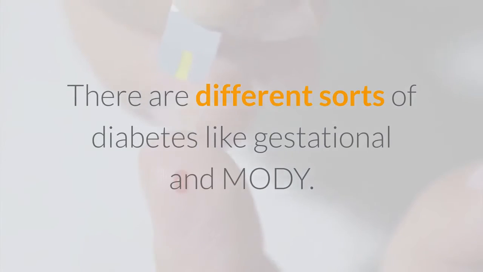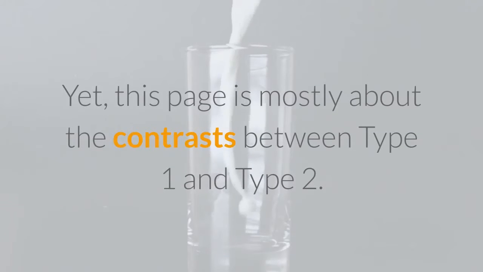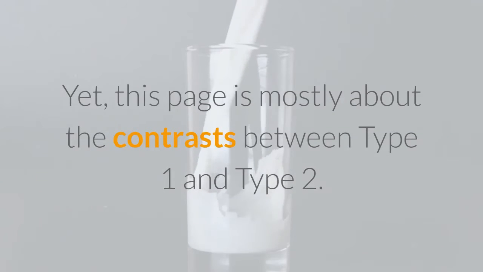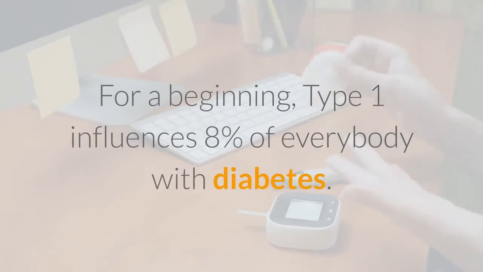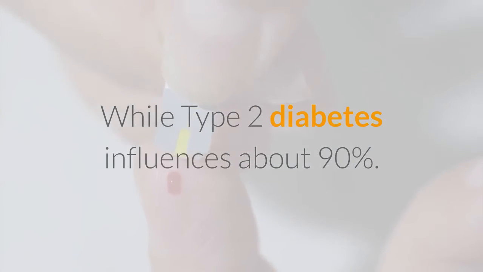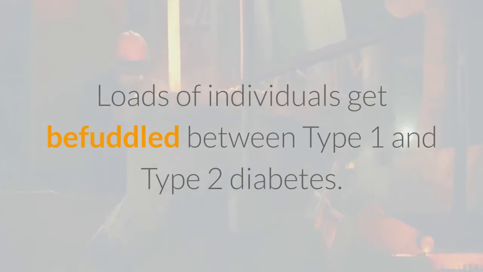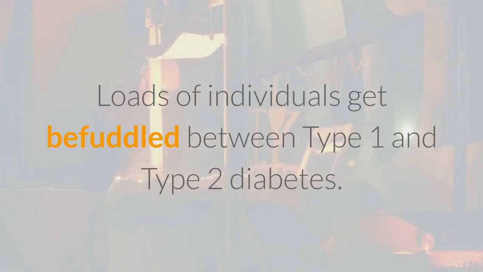There are other types of diabetes like gestational and MODY. But this page is mostly about the differences between type 1 and type 2. For a start, type 1 affects 8% of everybody with diabetes, while type 2 diabetes affects about 90%. Lots of people get confused between type 1 and type 2 diabetes.